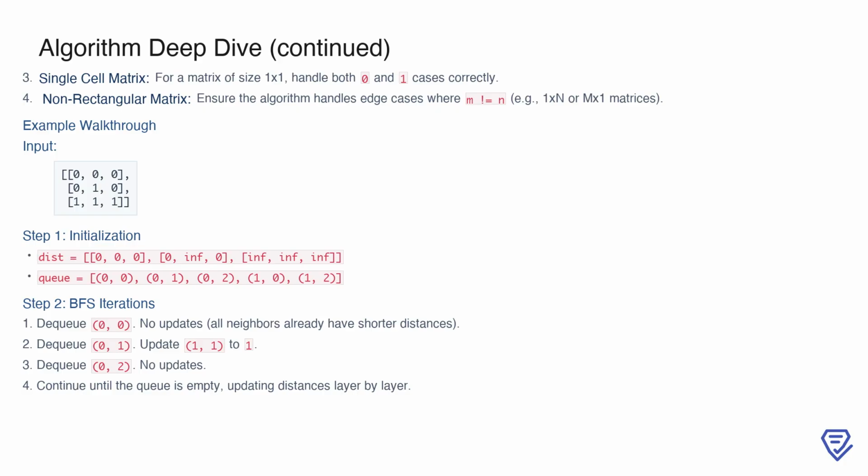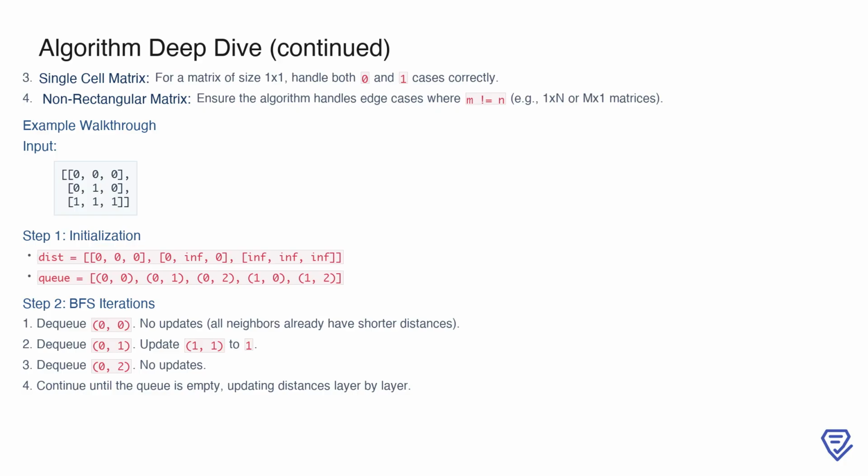Consider the input matrix [0, 0, 0], [0, 1, 0], [1, 1, 1]. First, we initialize the dist matrix to [0, 0, 0], [0, inf, 0], [inf, inf, inf], and we populate the queue with the coordinates of all 0 cells: (0, 0), (0, 1), (0, 2), (1, 0), (1, 2). This pre-processing step sets the stage for the BFS traversal.